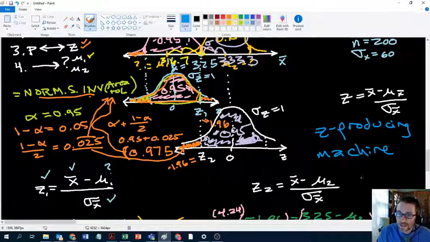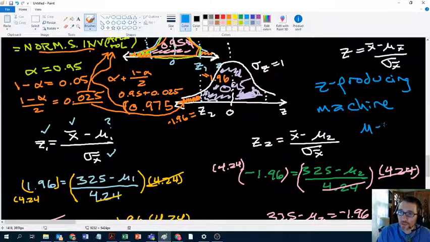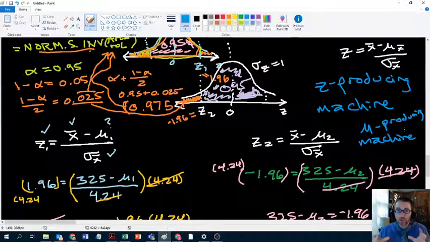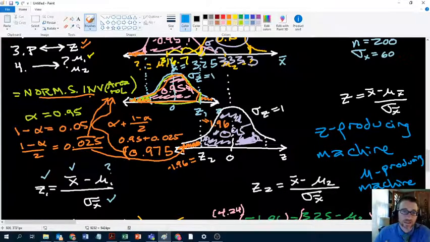What we really want is a mu. Since what we care about is mu, we want a mu-producing machine. And so next time we meet, in the next video, I'm going to go through an example like this without numbers so that you can see how we come up with a better way of finding a confidence interval that doesn't require us to go through all of this process every single time.